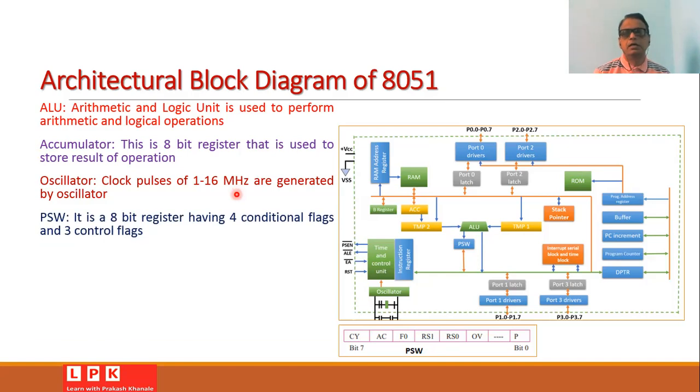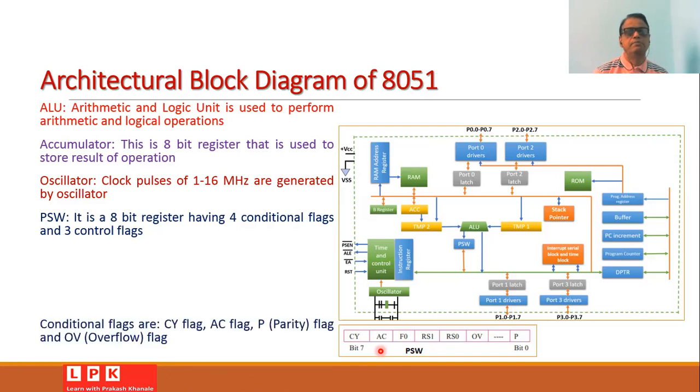Then it has a special register, called the PSW, or many times we call it the program status word. This is an 8-bit register, and as shown in this diagram, it consists of 8 bits, and these 8 bits have effect on the 4 conditional flags and the 3 control flags.